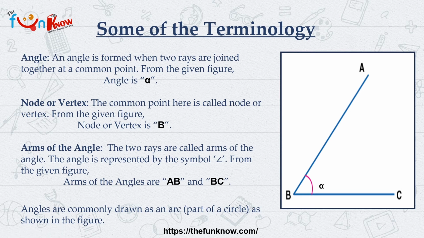Angles are commonly drawn as an arc or a part of a circle, as shown in the figure. As you can see in the figure, if this is the whole circle, an angle is just a part of the circle. That's why it is not the whole circle. They can be a part of a circle, so they are known as arcs.